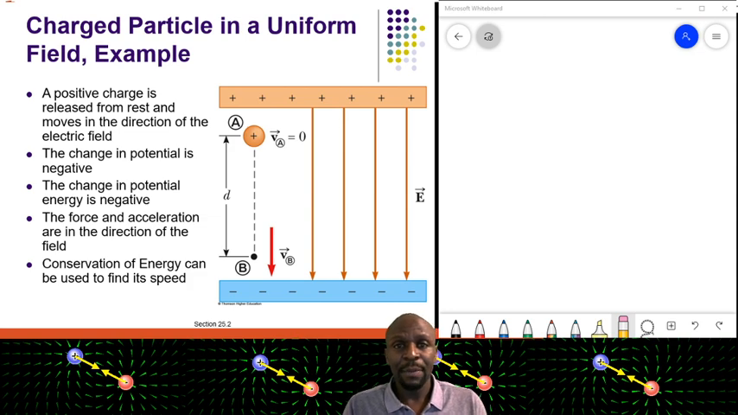Now, a charged particle in a uniform field. For example, suppose that a positive charge is released from rest. When it is released from rest, it means that VA, when it is at point A, is equal to 0. It is moved in the direction of the electric field. The change in potential is negative, as we have done in the previous slides. The change in potential energy is negative. The force and acceleration are in the direction of the field. Now, the conservation of energy can be used to find the final speed of the particle.